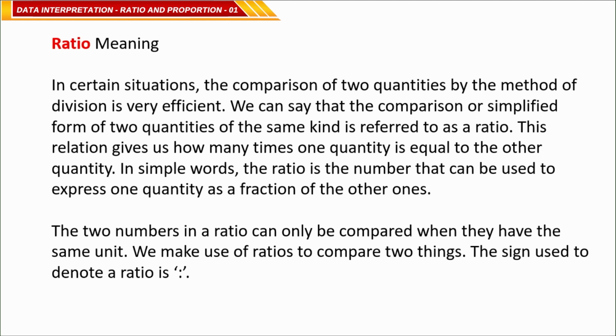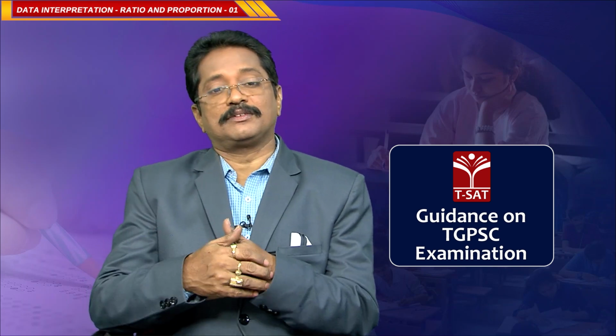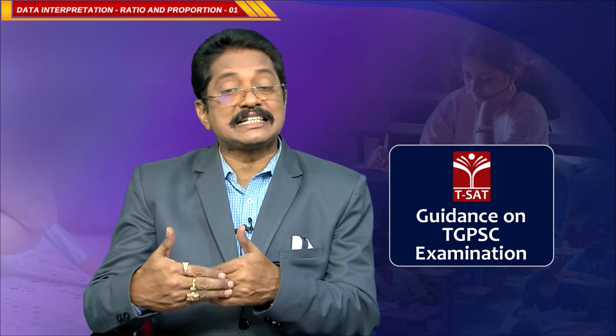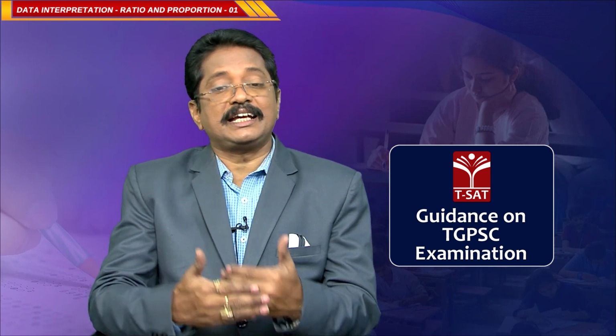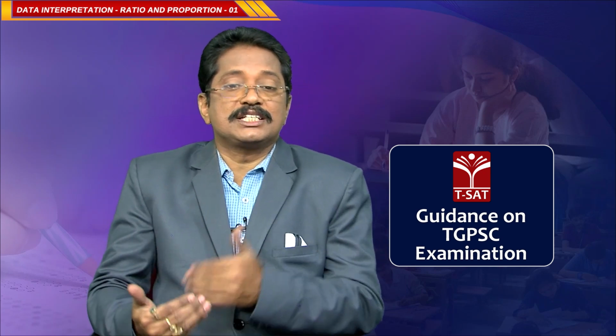For example, 20 rupees and 100 rupees. When you compare 20 rupees with 100 rupees, 20 is 1/5 of 100 rupees. So the ratio you can say is 1:5, correct. For example, 30 minutes and 1 hour. 1 hour has 60 minutes, so 60 is twice of 30 minutes. So we can say 1:2. Are you able to understand?